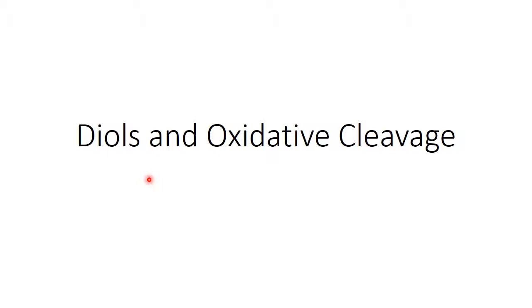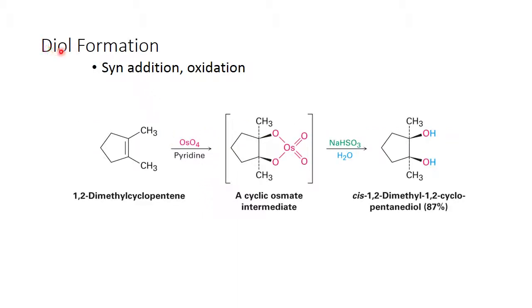Okay, in this online lecture, we're going to look at the formation of diols from alkenes. Diol means two alcohols, and the type of diol that we're going to be looking at here is what we call vicinal diols. This is called a vicinal diol because the alcohols are in the same vicinity as each other.